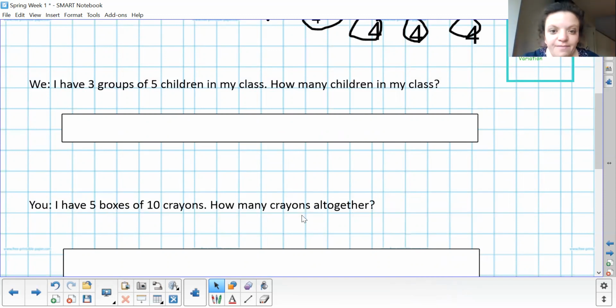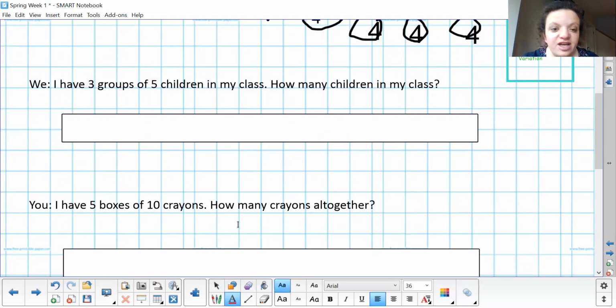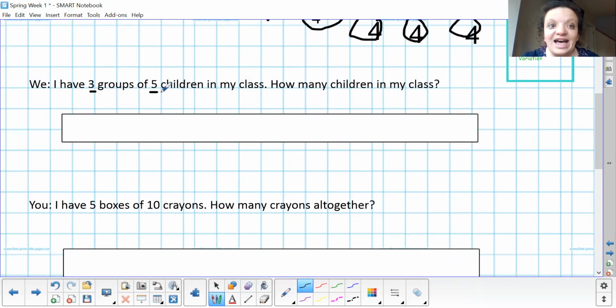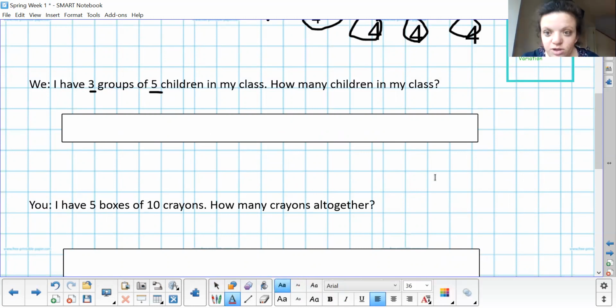All right then, I'm just getting my part wholes ready for our next bit. So we have 3 groups of 5 children. How many children are in my class? So my key numbers are going to be 3 and 5, and we've got 3 groups of 5. So we're not adding 3 and 5, we're timesing them because we've got groups of. So we're going to write 3 times 5 equals.